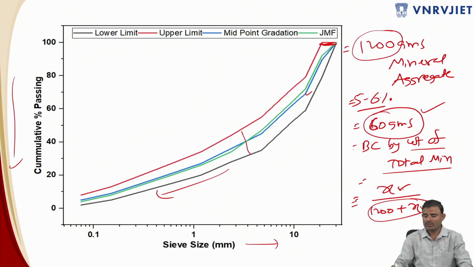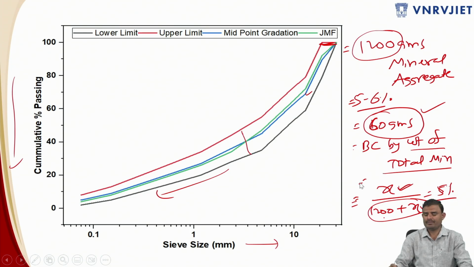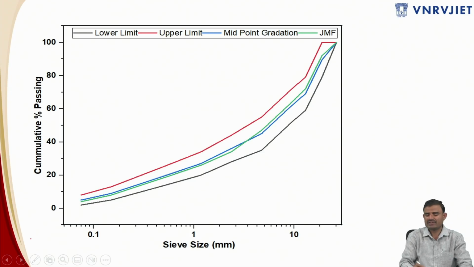I repeat, x divided by the total weight is equal to 5% or 4%. If I take this as 5%, I get 60 grams. But if I take the 60 grams, then 60 divided by 1200 plus 60 will not be 5%. It will be less when you go for bitumen content by weight of the total mix. So as a result, you have to do your calculations with respect to bitumen content by weight of the total mix.